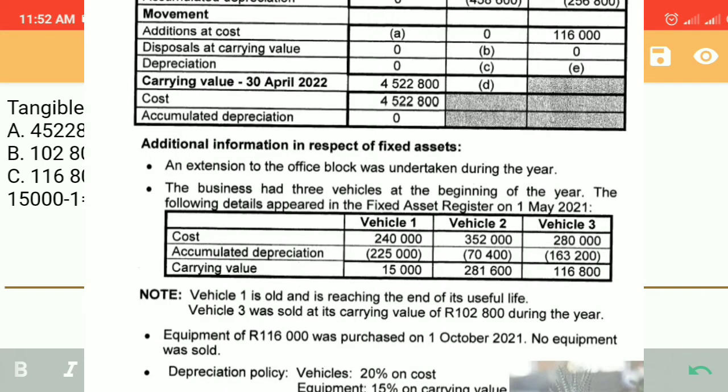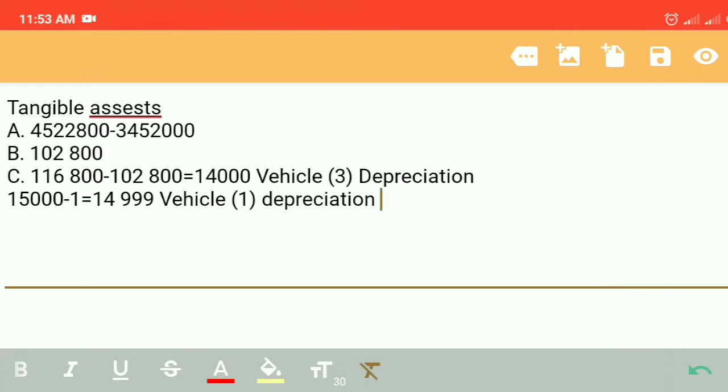We're going to start by calculating the depreciation. I started with vehicle number 3. As you can see, for vehicle 3 the total carrying value was 116,800, and I minus it with the disposal carrying value, which is 102,800, the amount we found at B. And we're going to say 14,000. This is the depreciation of vehicle 3.